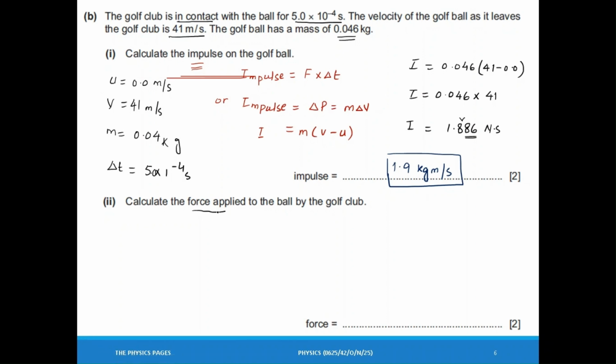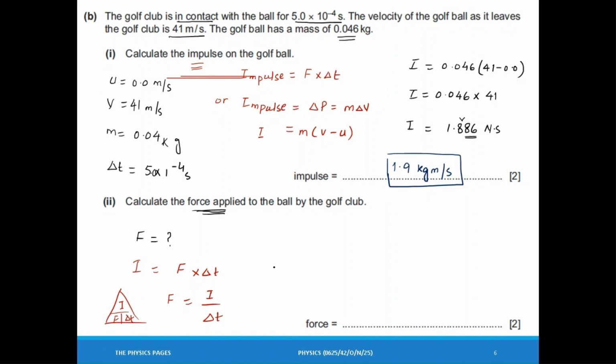Calculate the force applied. We are going to find the force applied to the ball. So for finding force on the ball, I will use the first equation of the impulse that I wrote above. I'm going to rewrite it. Impulse is equal to force into time. If I try to draw the triangle, I can simply say that impulse is force into time. So here I need to find force, so I can rearrange it. Force is equal to impulse divided by the time interval.